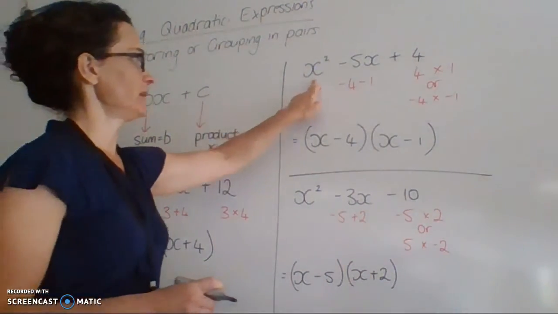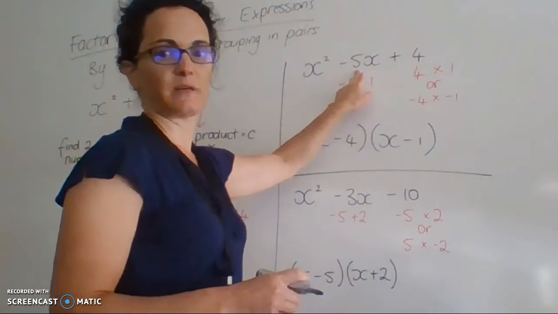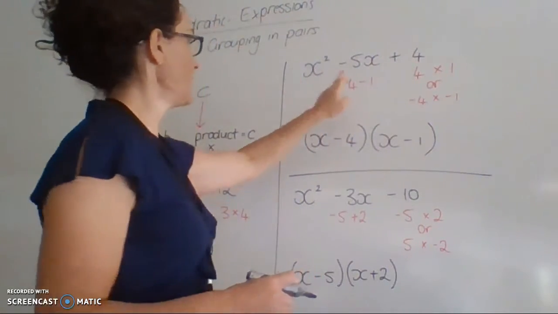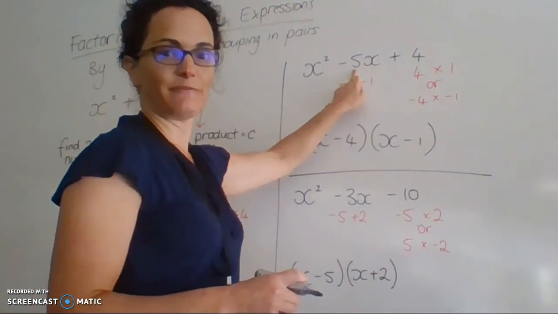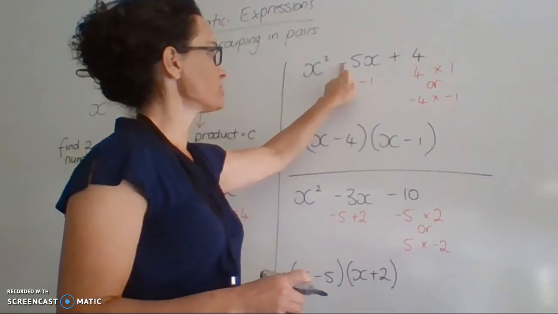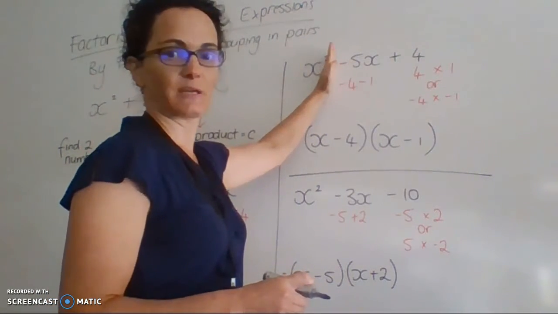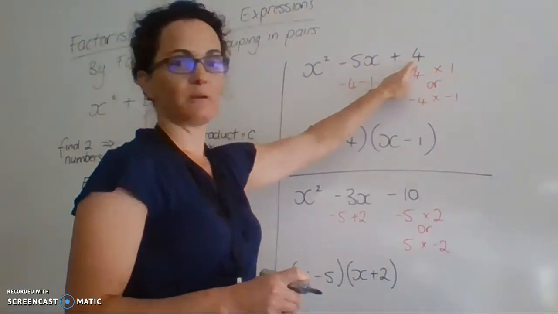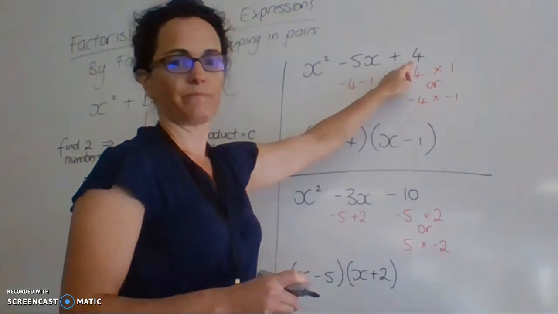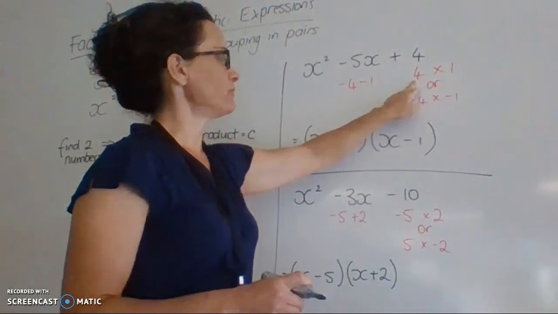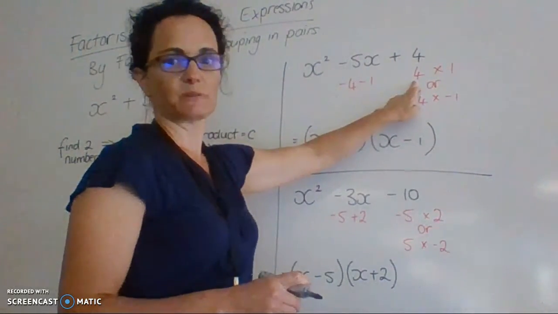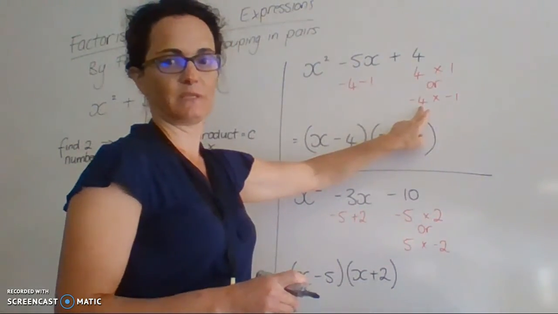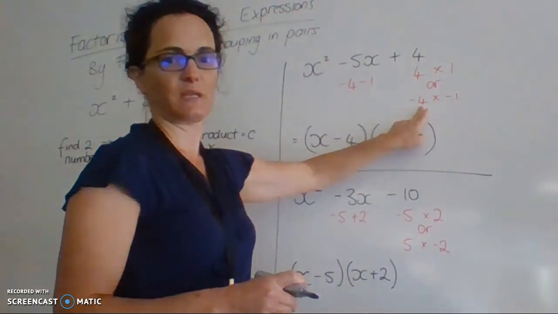Over here, we have x squared minus 5x plus 4. What two terms add to equal negative 5? So this is subtraction, but it's also negative 5, okay? So add to equal negative 5, but multiply to equal 4. To multiply to equal 4, we can have positive 4 times positive 1 or negative 4 times negative 1. You need to remember your positive and negative number rules.